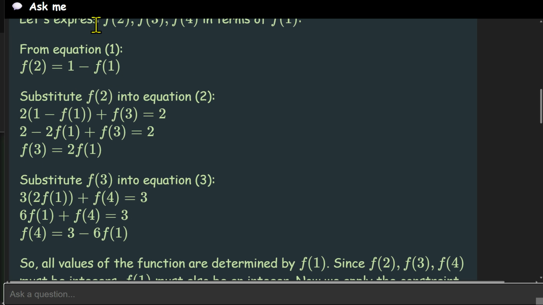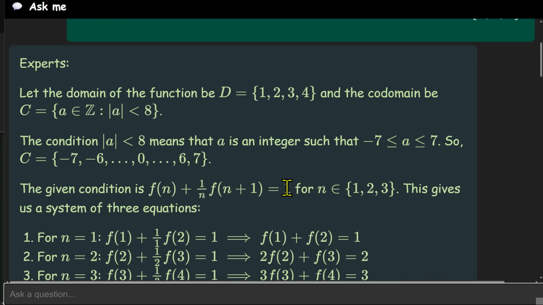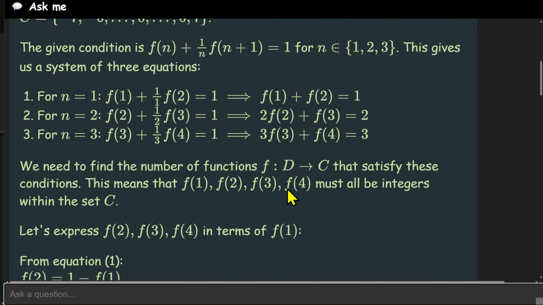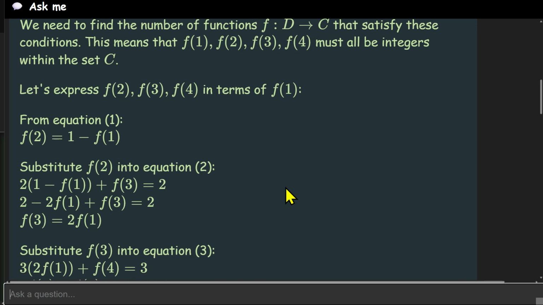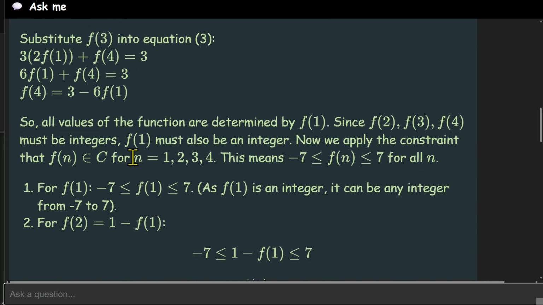So in each of these there is f(1): f(2) is found in terms of f(1), f(3) is also found in terms of f(1), and f(4) is also found in terms of f(1). So all values of the function are determined by f(1). Since f(2), f(3), f(4) must be integers, f(1) must also be an integer. Right, so f(1) must be an integer within the set C.